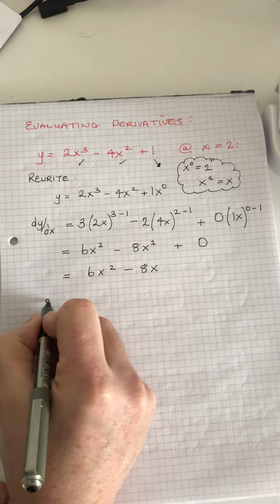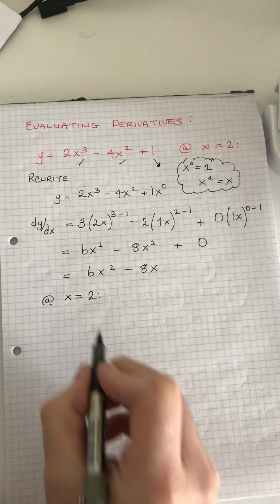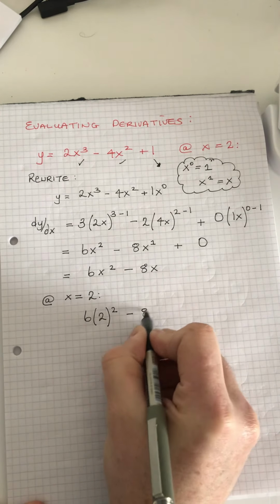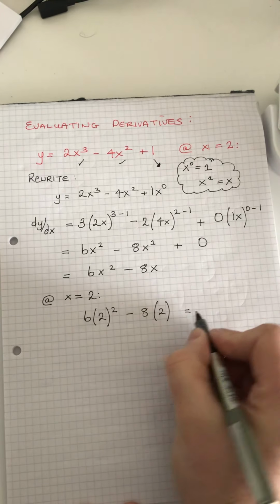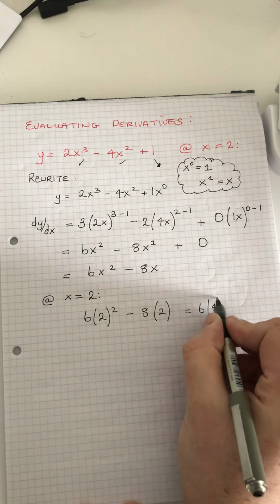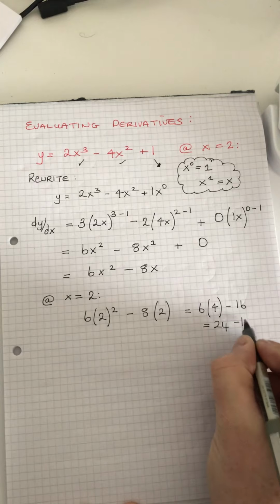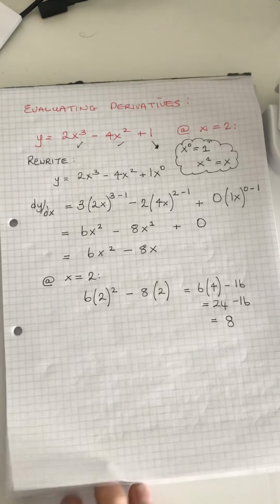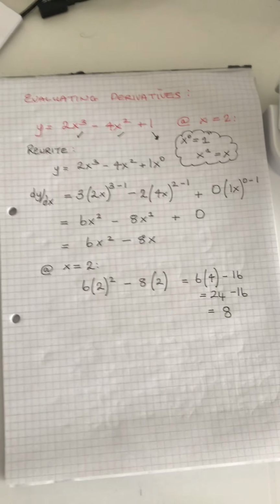And now we're going to substitute at x equal to 2. So in this case we have 6 times 2 squared minus 8 times 2, which gives us 6 times 4 minus 16. So 24 minus 16 is equal to 8. So our derivative of that function, when x is 2, is 8. Okay?